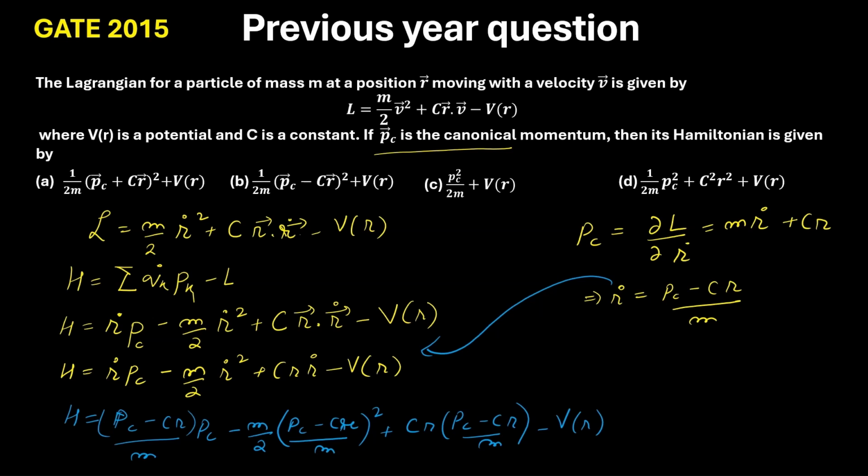Okay, by the way, this has to be plus because the Lagrangian is minus vr, so this has to be plus. Yes, this one has to be plus. So now you can pause the video and simplify this expression, and finally you'll get the answer: 1 by 2m (pc minus cr) whole square plus vr. So this is the simplified expression, and I think it is matching with option B.